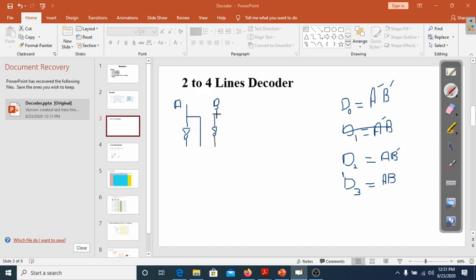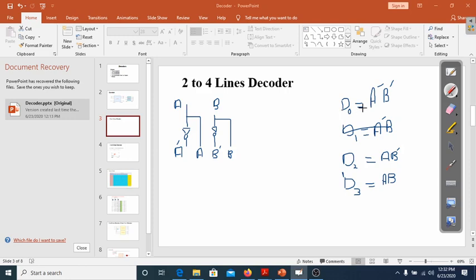Here is the complement of B. This is B. This is A complement. This is A as it is. This is B complement. This is B as it is. Okay. Now by using these inputs, I can draw the digital circuit.